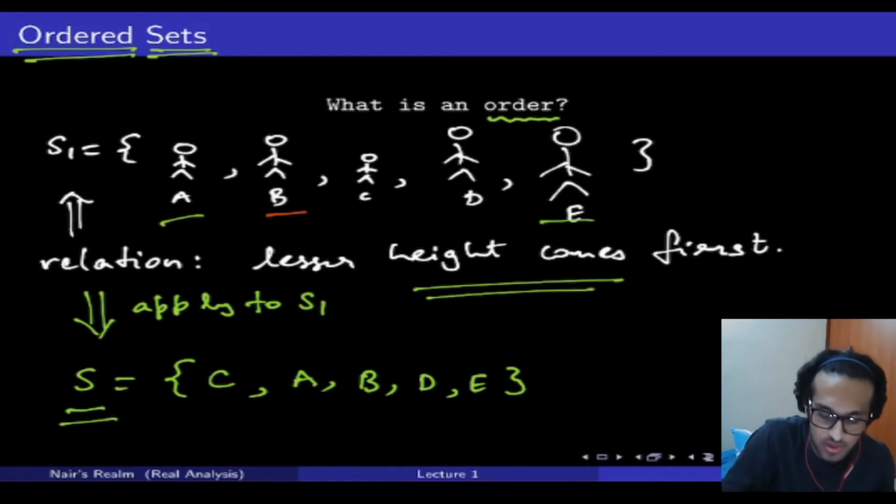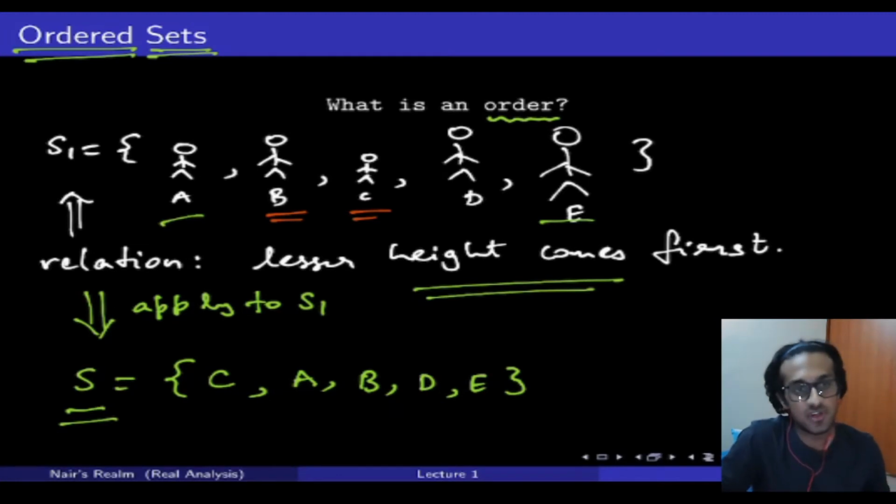So let's take B and C. The first property says for B and C, only one relation can be valid, that either B has to be less than C, C has to be less than B, or they have to be equal. So very clearly, C is lesser in height than B. So only one of them is valid. So that's great. So what about the second property?